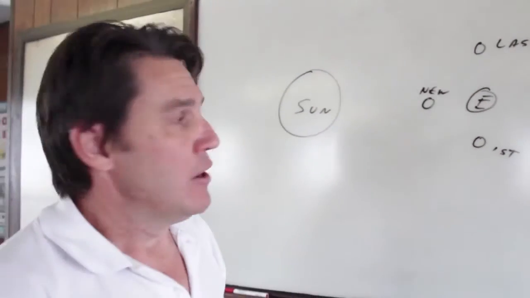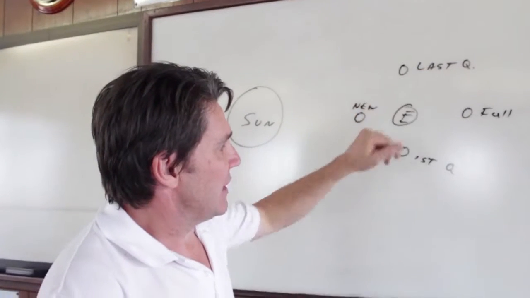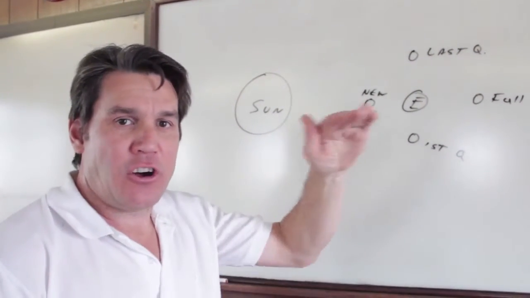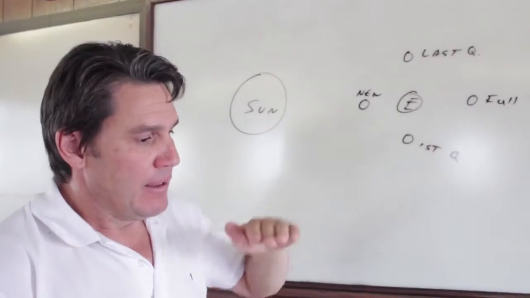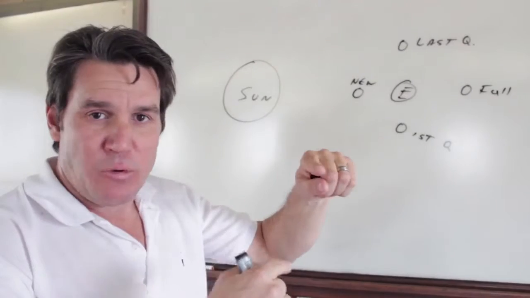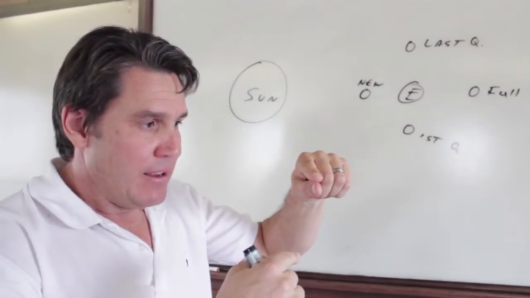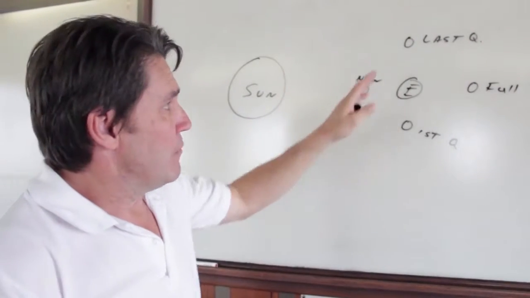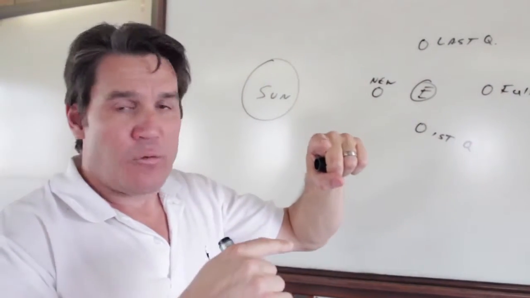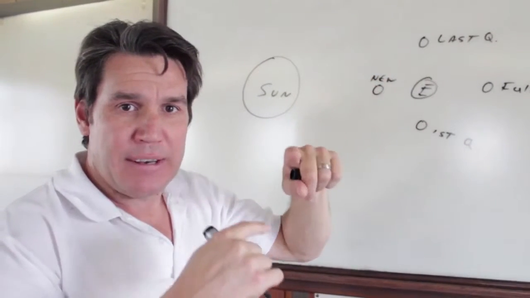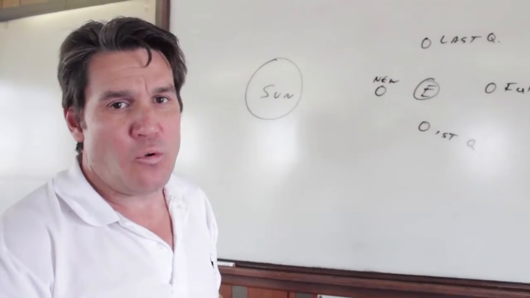tidal range. When the moons are at their quarters, the last quarter and the first quarter, we get what they call the neap tides. So the high tides don't rise quite as high and the low tides don't drop quite as far. So the tidal range is smaller for the neap tides. To summarise that, when the moons are full and new, the tidal range is larger. When the moons are first and last quarter, the tidal ranges are smaller. So spring tides for new and full moons, neap tides for first and last quarters.